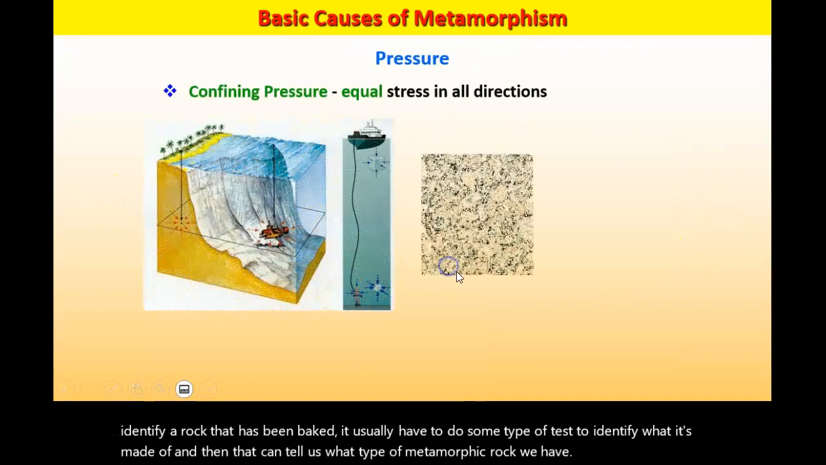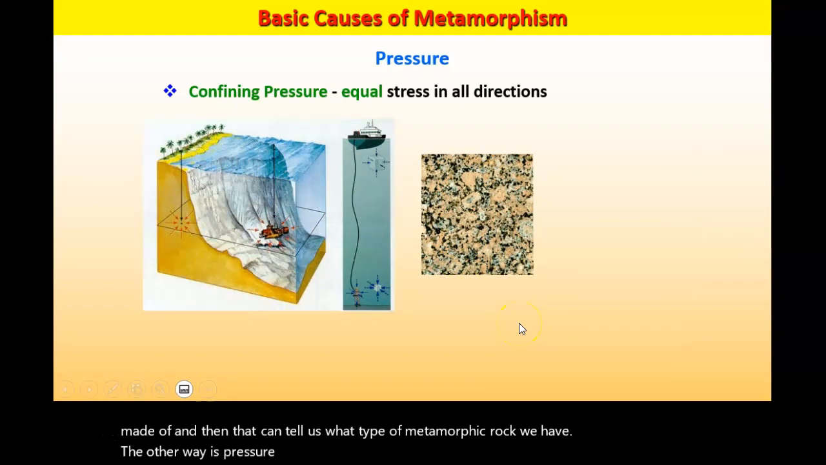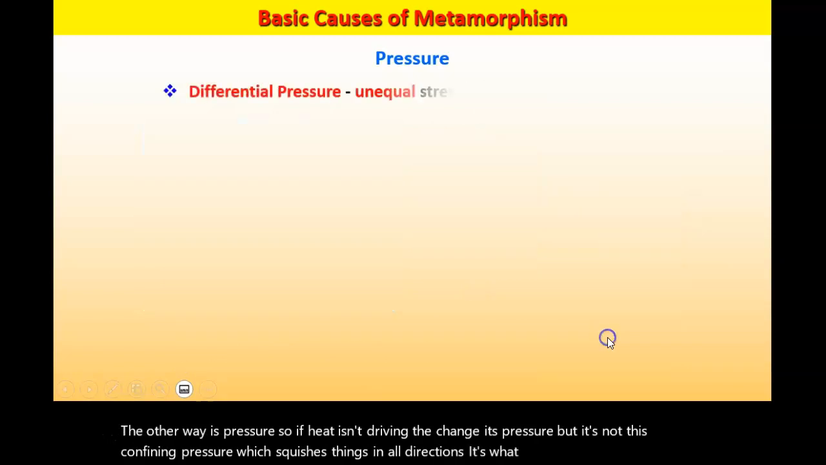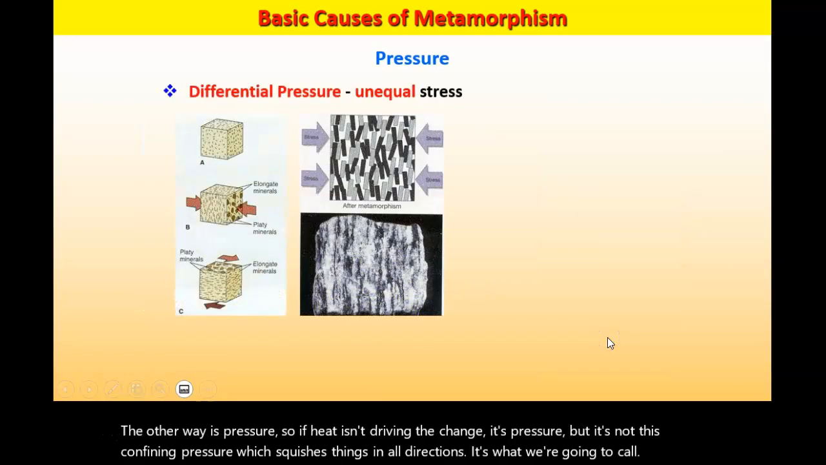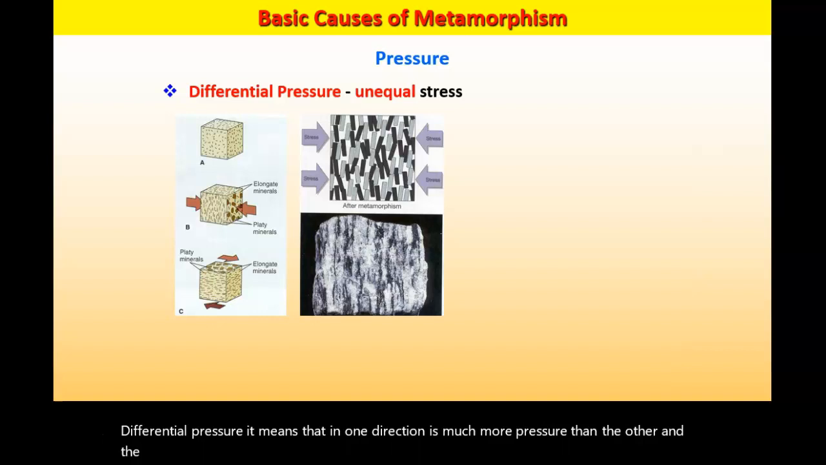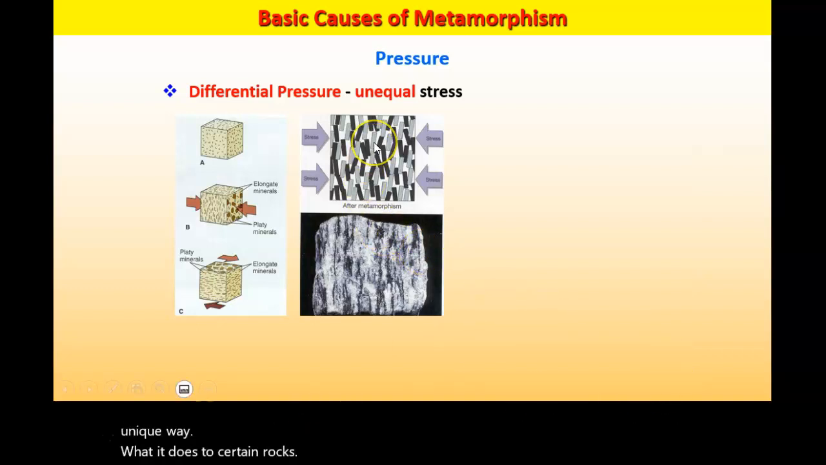The other way is pressure. So if heat isn't driving the change, it's pressure, but it's not this confining pressure which squishes things in all directions. It's what we're going to call differential pressure. It means that in one direction it's much more pressure than the other. And the reason that we identify it that way is because that pressure causes the rocks to change in a unique way.